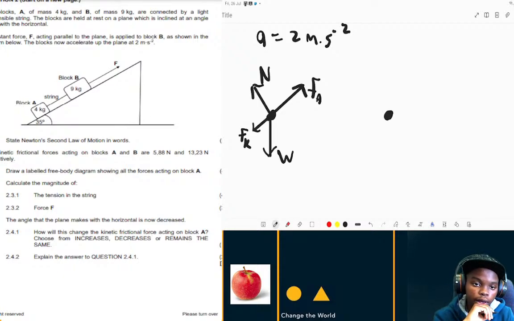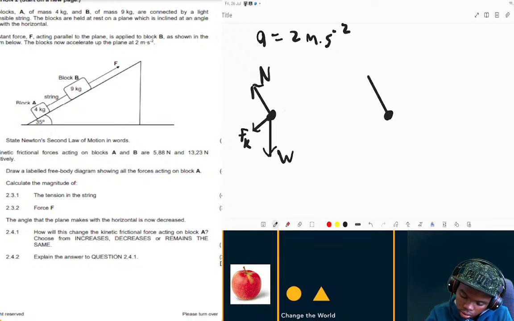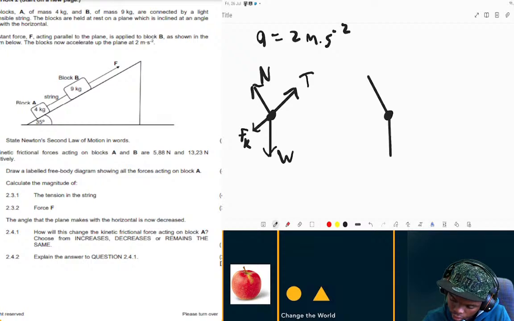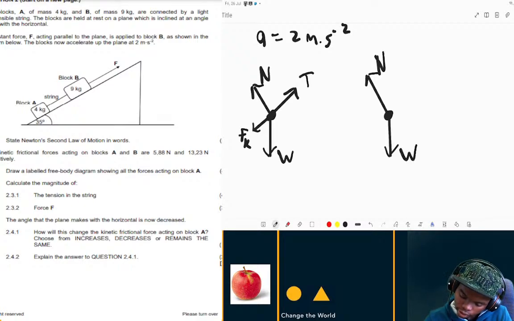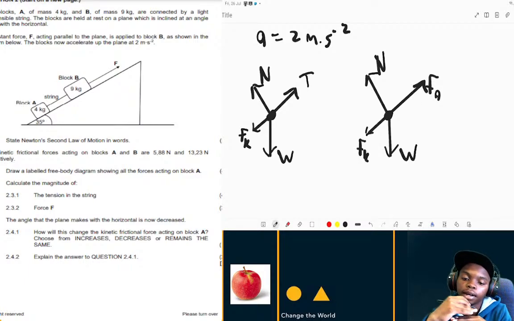So this was for block A. Now let's do block B. Oh, sorry, my mistake. This is not force applied. Because block A is connected by an extensible string, so that's my tension, not force applied. Sorry about that. Now this is my normal, this is my weight, and obviously my FK, my kinetic friction, and then this will be the force applied. As you can see, they are drawn like this to show that it's on an incline. You can see they are not straight. I didn't put them straight because it's on an incline.